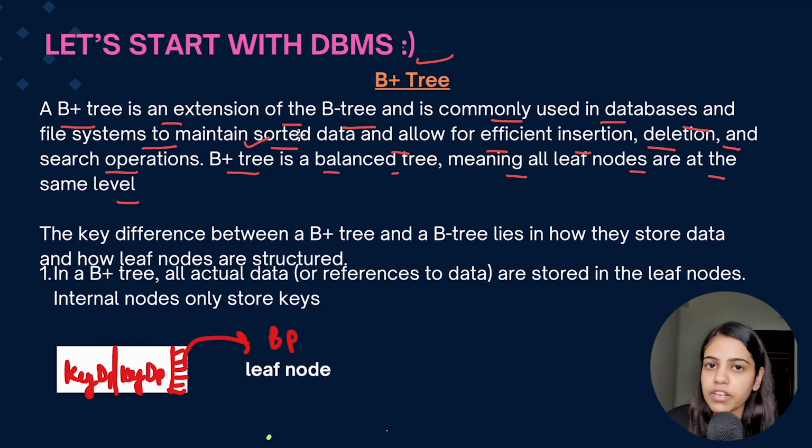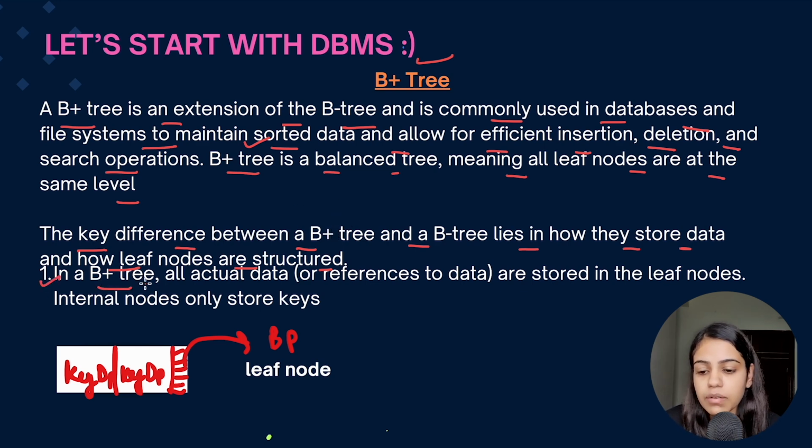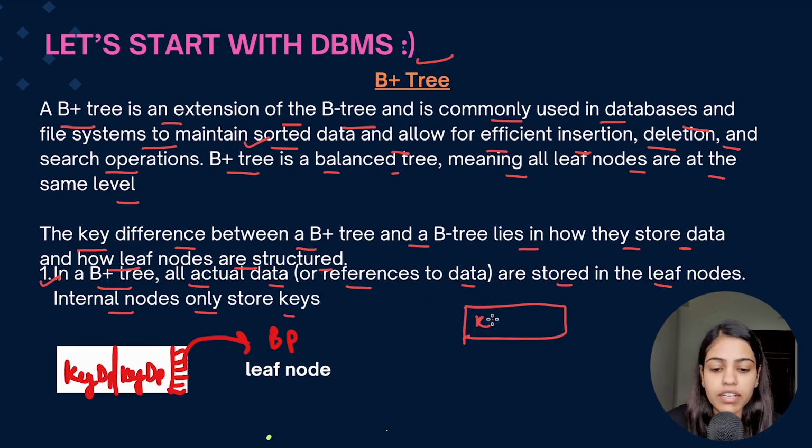Then what are the common differences between B tree and B plus tree? The key difference between B plus tree and B tree lies in how they store the data and how the leaf nodes are structured. So the very first one is, in a B tree all the actual data or references to the data are stored in the leaf nodes and internal nodes only store the keys. So in a B tree what was happening was every node was storing key, data pointer and block pointer.